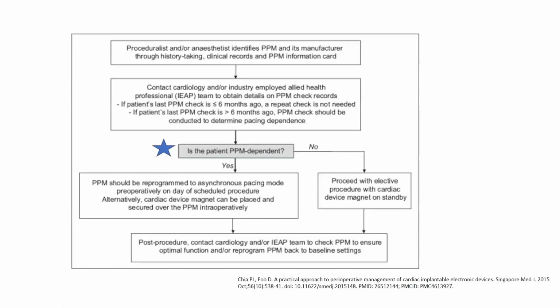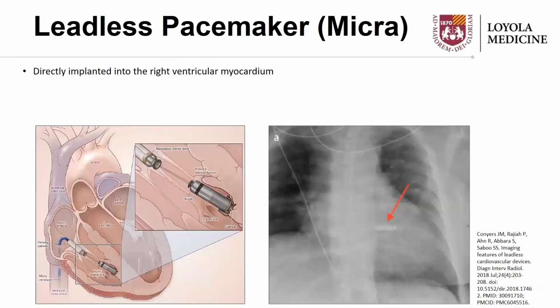To summarize, a brief flow chart for management of pacemaker patients. In general, you start with information gathering, physical exam, communication with cardiac team, pacemaker clinic, but more importantly, you make the crucial decision from our end to determine pacing dependence of the patient, and the management goes from there. So where the star is, you could either go down if they're pacer dependent or to the right if they're non-pacer dependent.